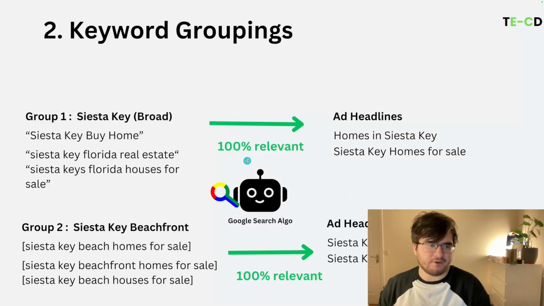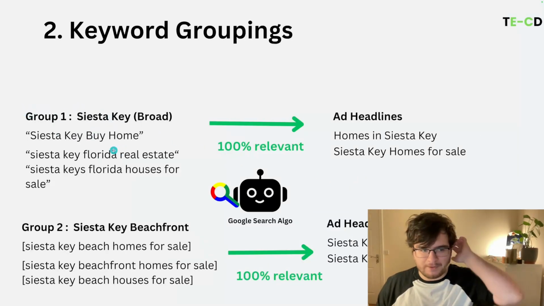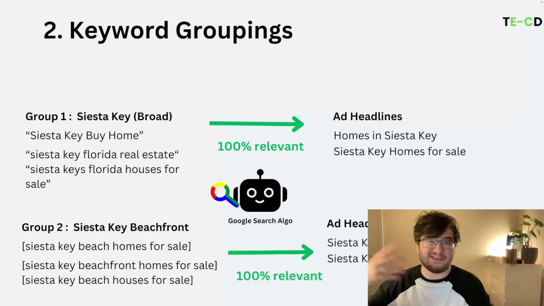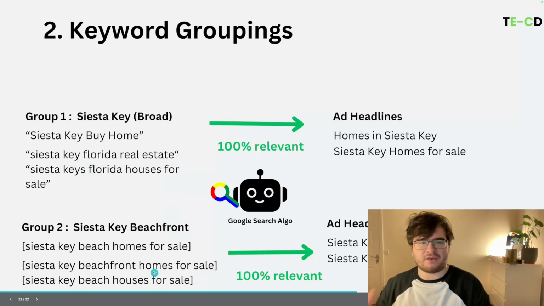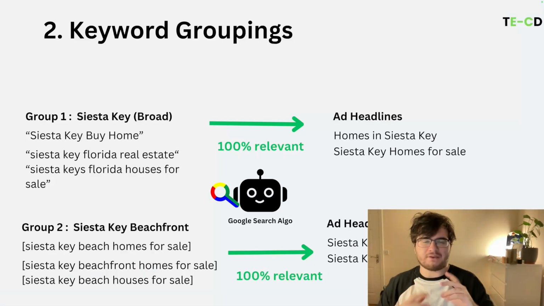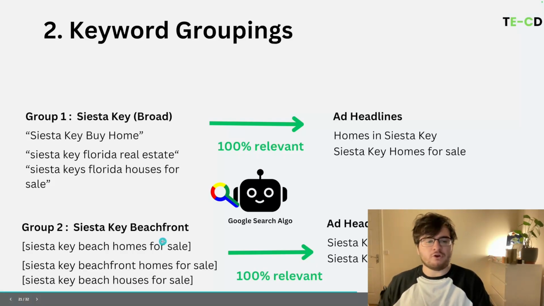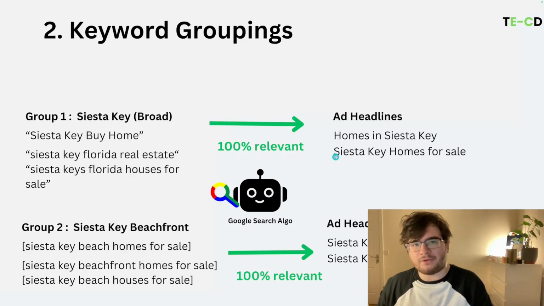So again, if we have a keyword grouping about Siesta Key, we want the landing page to at least mention Siesta Key. Now, it doesn't have to be relevant to every single keyword. You don't need to plug in keywords like real estate, Florida houses, beachfront houses, etc. Google is relatively intelligent and can group different topics together, so you don't need to jam pack your landing page full of keywords. Generally, you're just looking to be more relevant than your competitors.